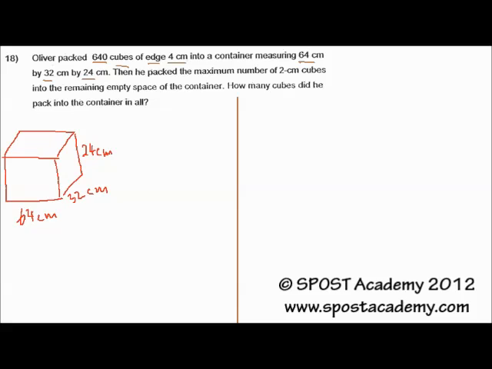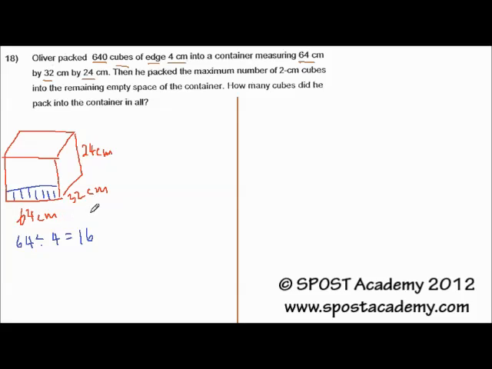So in order to find the number of cubes that can be fit in, or the amount of space that is left, we need to use 64 cm for this part. It would be 64 divided by 4, and we will get 16, which means that there will be a total of 16 cubes along this side. I can't draw it exactly, so it's just a rough guide.